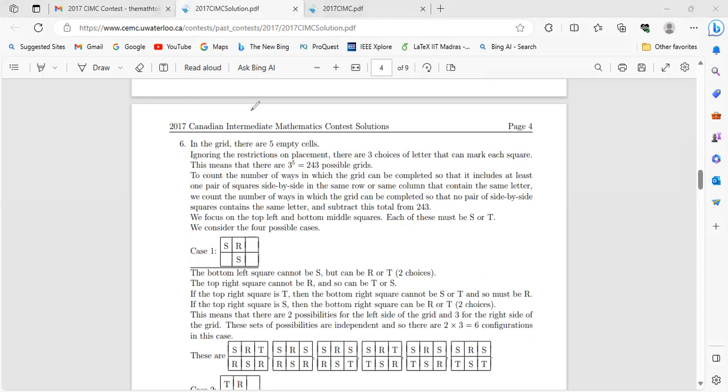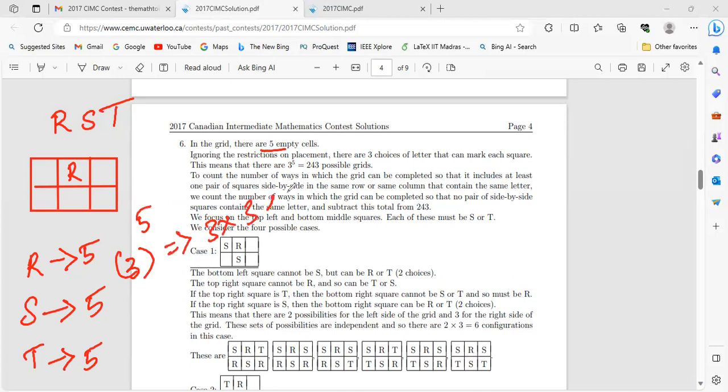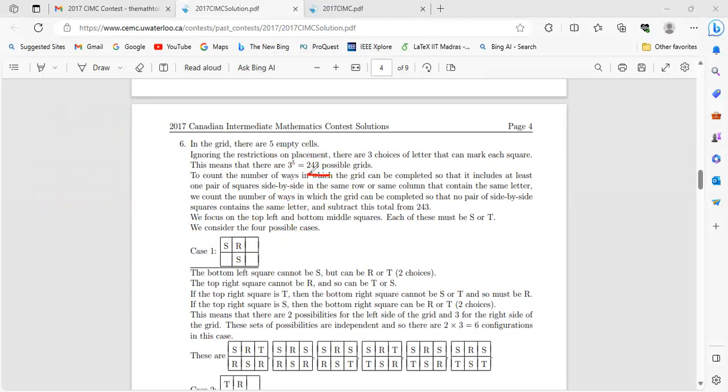So first let's look at the possible number of choices. In the grid there are 5 empty cells, right? You have 5 empty cells and you do have 3 choices of letter, which means R can be filled in these 5 positions. S can be filled in these 5 empty positions. T can also be filled in these 5 empty positions. So there are 3 letters, 5 options. So it's going to be 3 raised to the power 5, which is 3 times 3 times 3 times 3 times 3. Yeah. So that would be 243. So there are 243 possible grids.